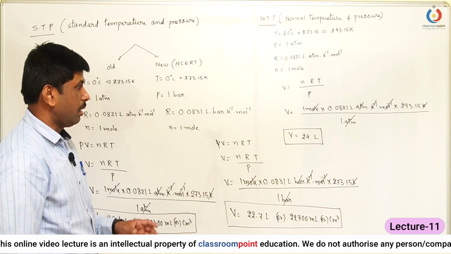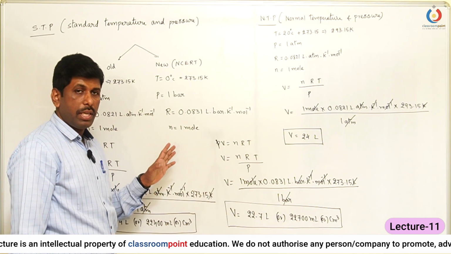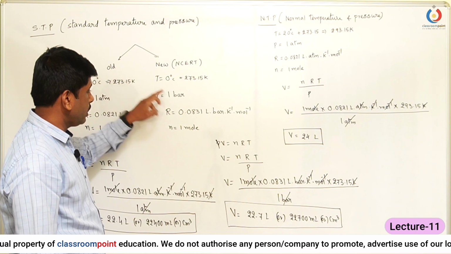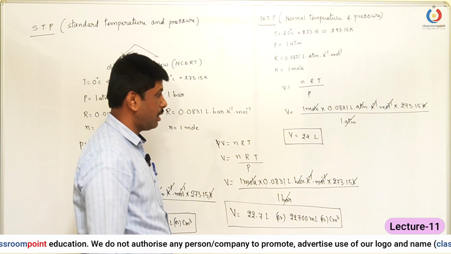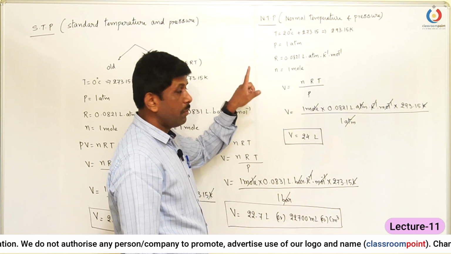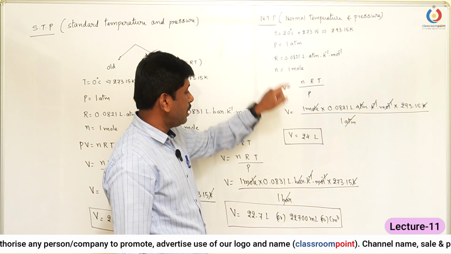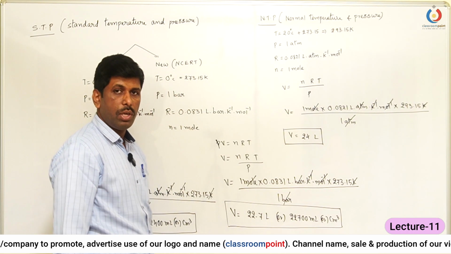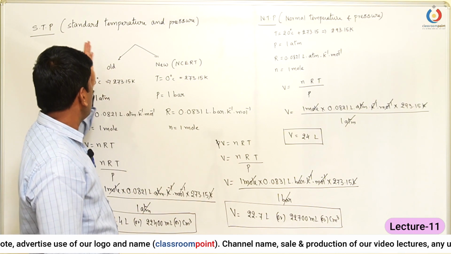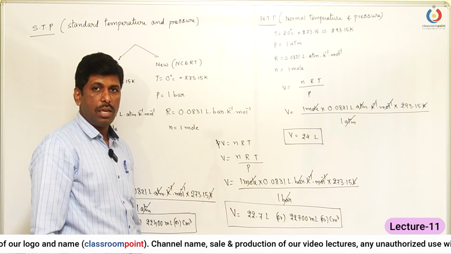So when we multiply this, that means 1 mole of the gas at STP conditions using the bar occupies 22.7 liters of volume. The same 1 mole of the gas at NTP conditions occupies 24 liters of volume. That's why STP and NTP are not the same.